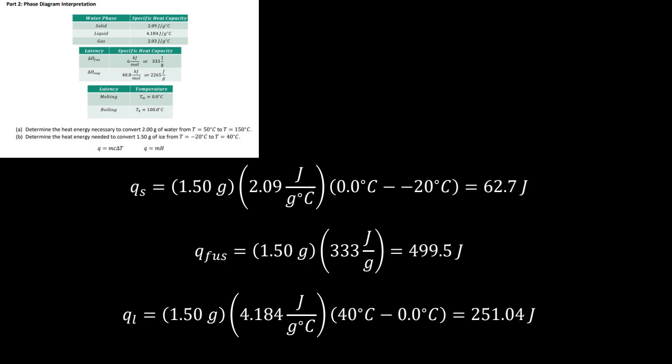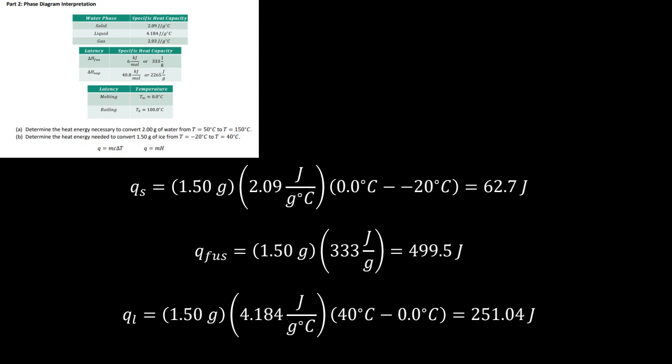Now we're going to add potential energy to our system by adding heat energy, raising the potential energy from the solid phase to the liquid phase. The heat added for fusion is going to be 1.5 grams, the total mass, times 333 joules per gram, giving us a total heat added to go from solid to liquid phase of 499.5 joules.